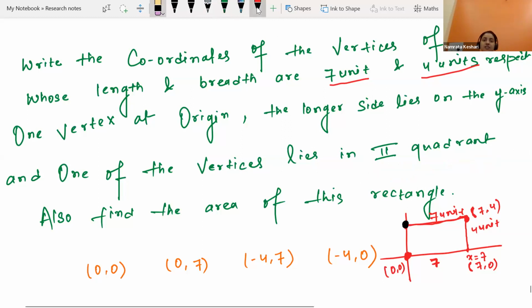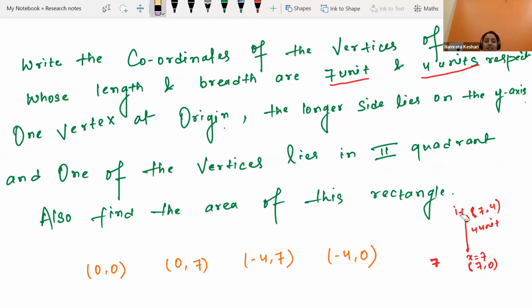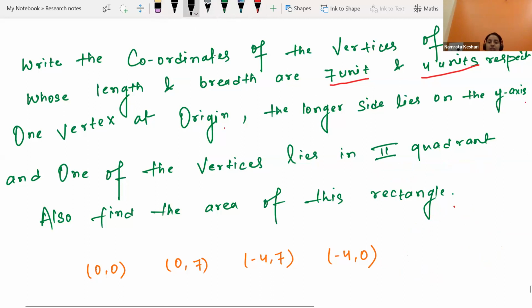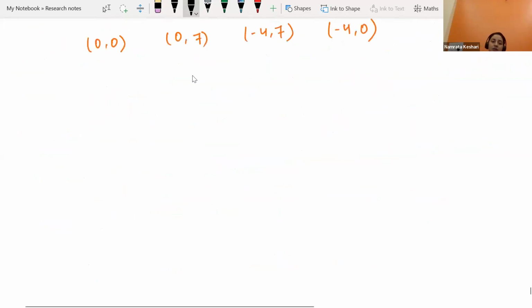So let's read it. One vertex at origin. The longer side lies on the y-axis. That means the length is lying on the y-axis. One of the vertices lies in the second quadrant.